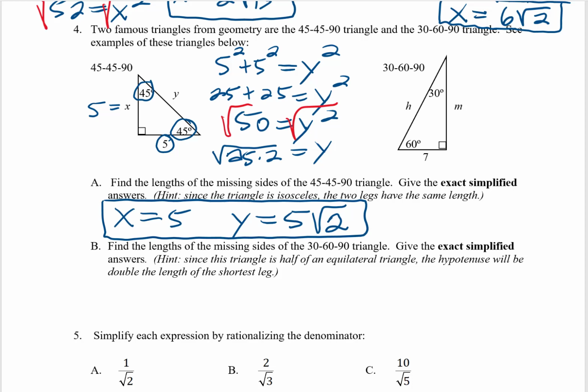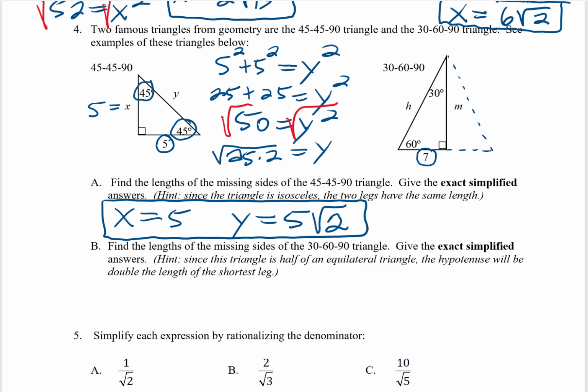I have the smallest side given as 7. I know it's the smallest side because it's opposite the smallest angle. I'm trying to find the medium side, the one across from the 60 degrees, and the hypotenuse, the one across from the 90. Now, a 30, 60, 90 triangle is exactly half of an equilateral triangle. An equilateral triangle is one where all the angles are 60s and all the sides are the same.